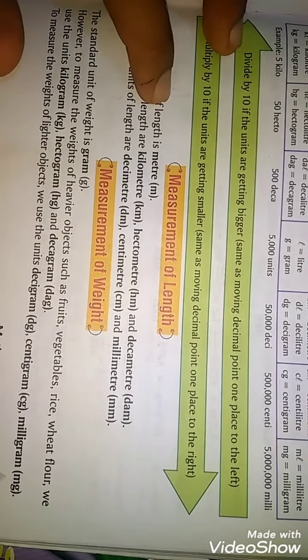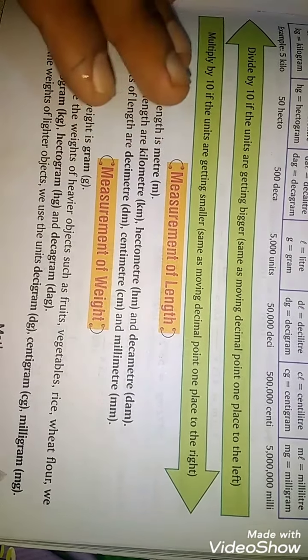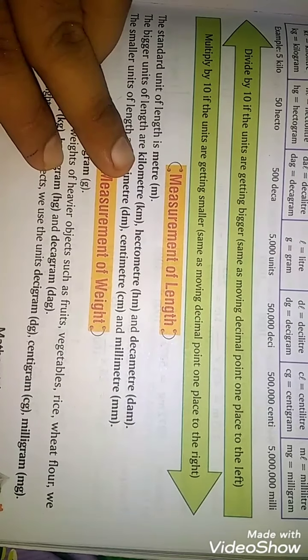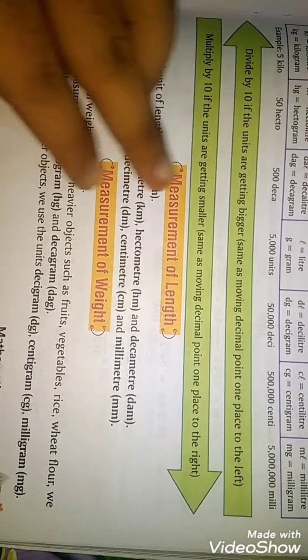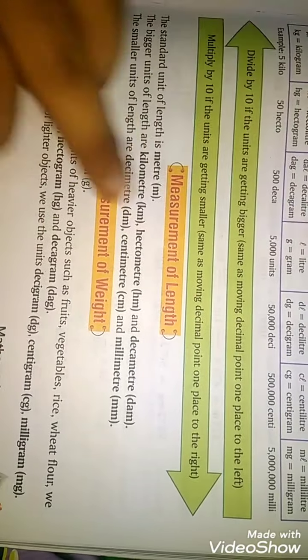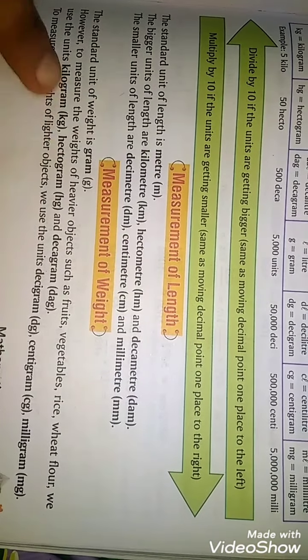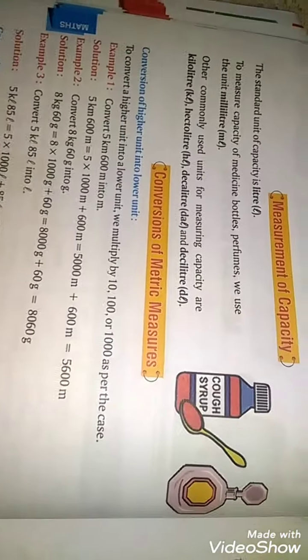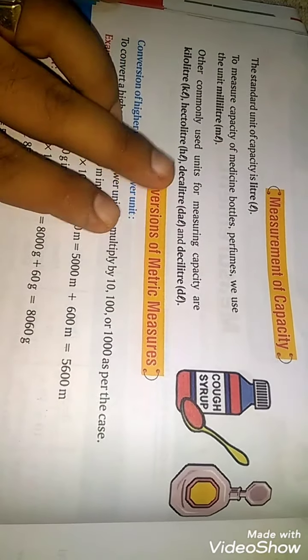Now measurement of length, measurement of gram or weight. I have told you that these are only the prefixes: kilo, hecto, deca, deci, centi and milli. All the other basic units are the suffix: meter, gram. Like this, here it is also given, measurement of capacity. Similarly, kiloliter, hectoliter, decaliter, deciliter.